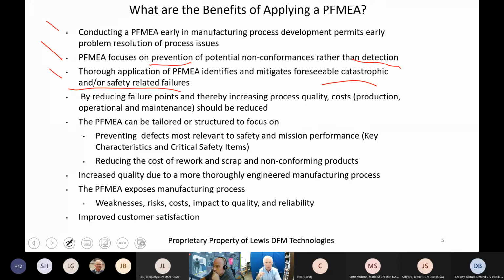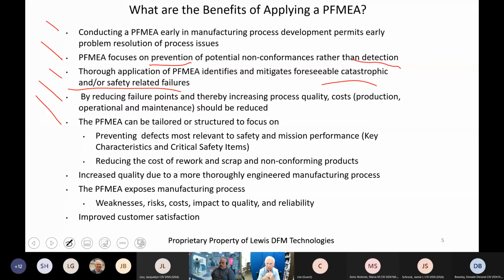We have that responsibility to do that. By reducing failure points and thereby increasing process quality, production, operational, and maintenance costs should be reduced. If we look ahead and do this proactively, we should have fewer problems and fewer costs related to failures down the line in the manufacturing and quality process.